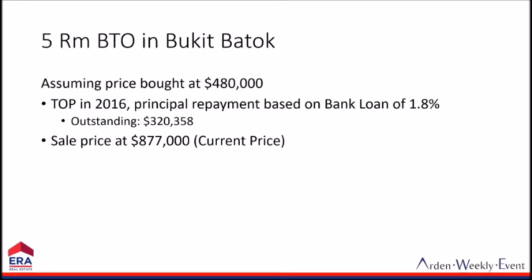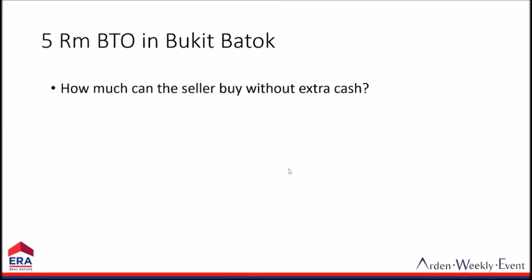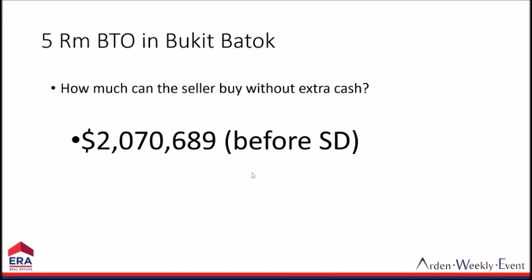Real one. Go and check. The caveat is there. He sold at this price. Okay, 877. Total cash and CPF coming back is 539,242. So let's do the sums. How much can this seller buy without extra cash? 2.07689 before stamp duty.